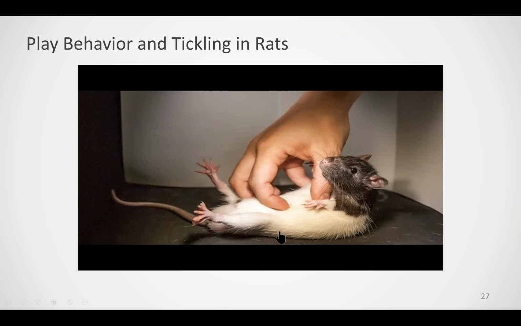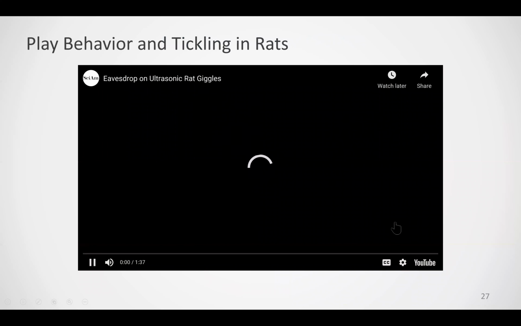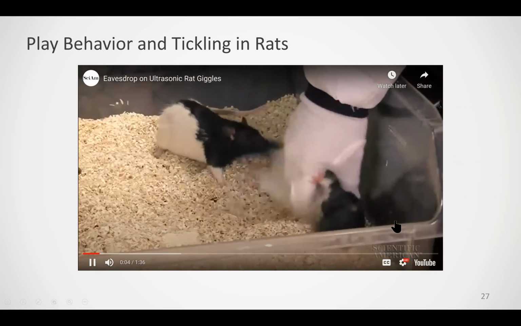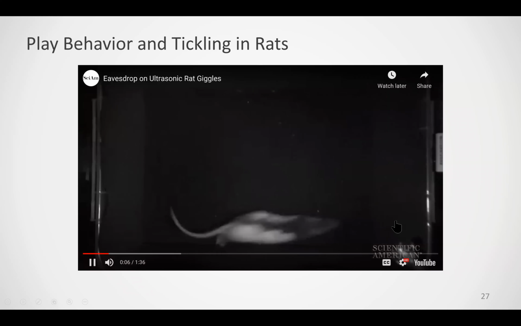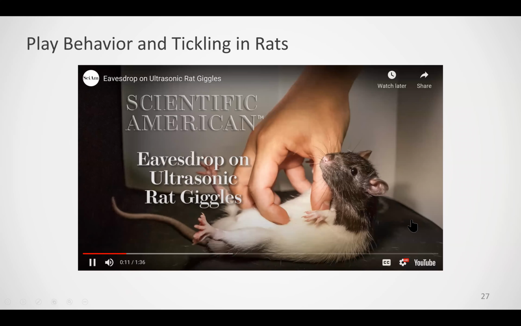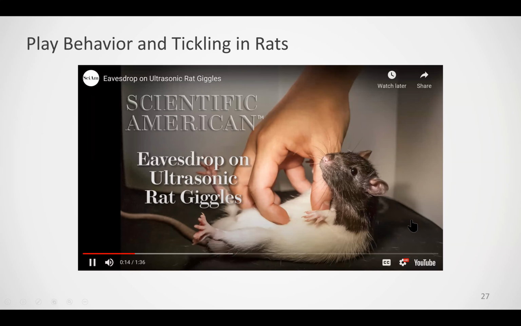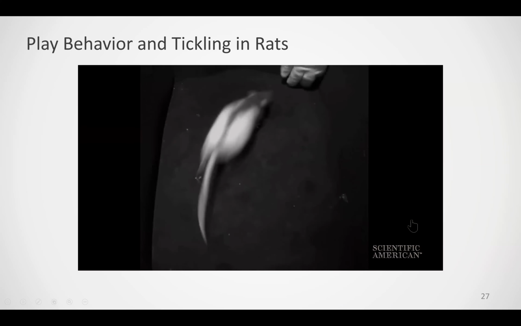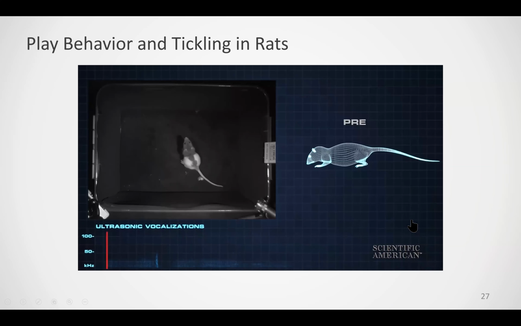So rat tickling behavior, there's been studies done on this, and this is very, very interesting. It's a way to mimic play behavior. We'll see if this will actually play okay. It's just showing you that the animals actually enjoy this, and they run around and look for that hand again to help them. So they can do this play behavior. It's interesting to see how the rat's following the hand of the person.